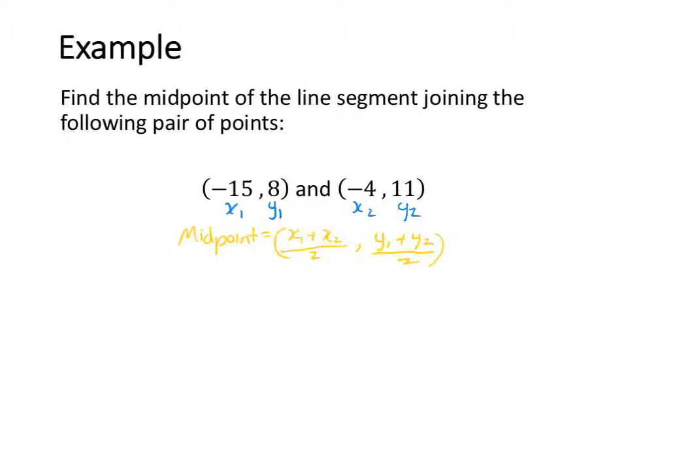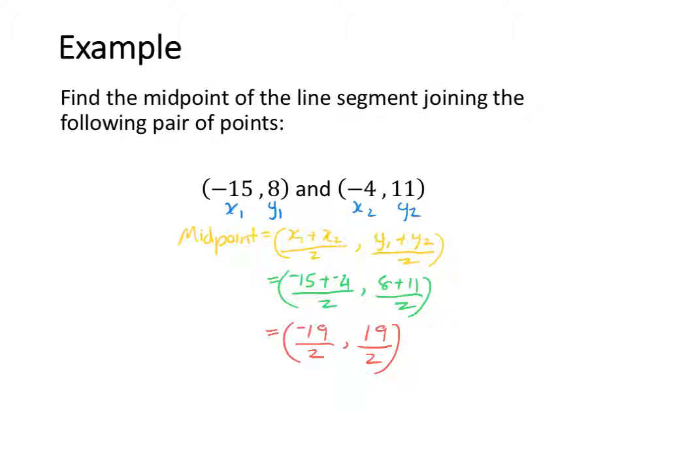The third step in finding the midpoint is to substitute the values into the formula. So (-15 + -4) over 2 and (8 + 11) over 2. And the last step is to solve and find the midpoint. So -15 plus -4 is equal to -19, so -19 over 2. 8 plus 11 is going to be equal to 19, so 19 over 2.